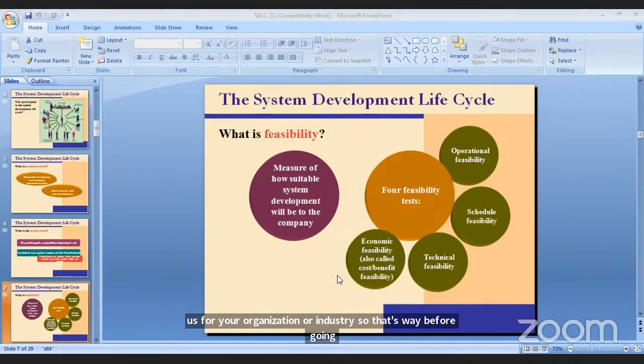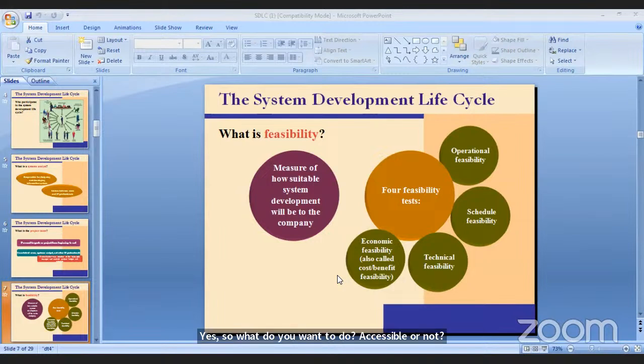Yes, Subhas, what do you want to ask? Which one is achievable or not? You can unmute and ask the question yourself. Subhas, am I audible?